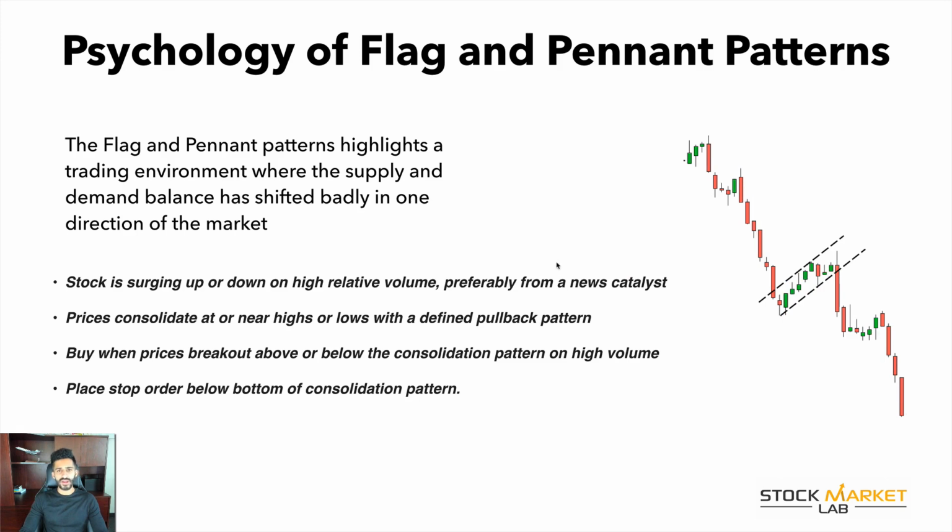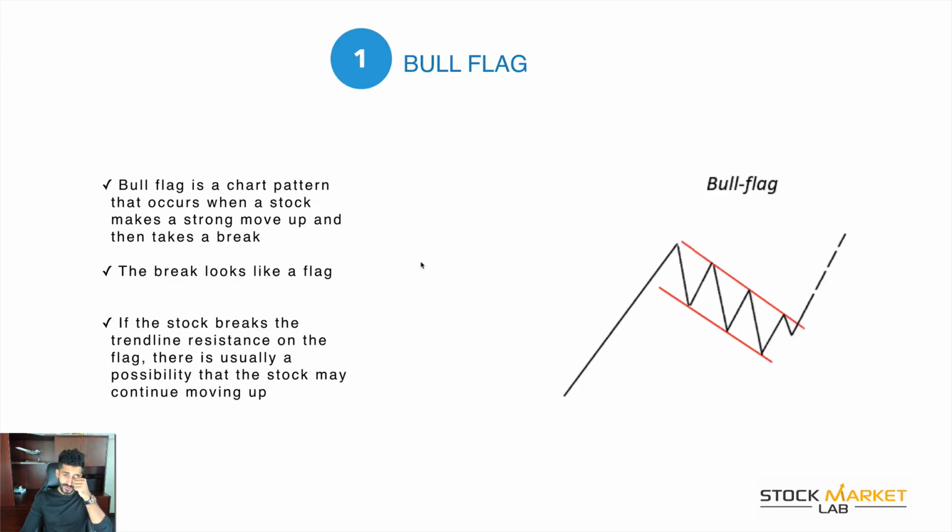What I want you to take away, once again, is the understanding behind the pattern. So when it shows up in different forms, you can still identify it and trade it because you understand the meaning behind it. Now, let's break down the first pattern. The first pattern is a bull flag. So what is a bull flag? A bull flag is a chart pattern that happens when a stock makes a strong move up and then takes a break.